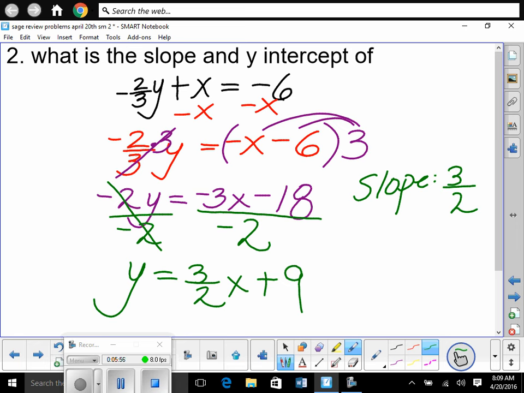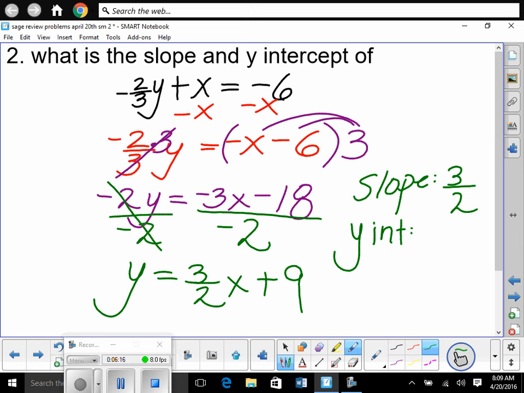3/2, right? mx plus b, guys. If we don't know this, we should not be in this class. We all good with slope being 3/2? And then the y-intercept is always when x is equal to 0, for all equations. So I plug in a 0 for x. 3/2 times 0 is 0.